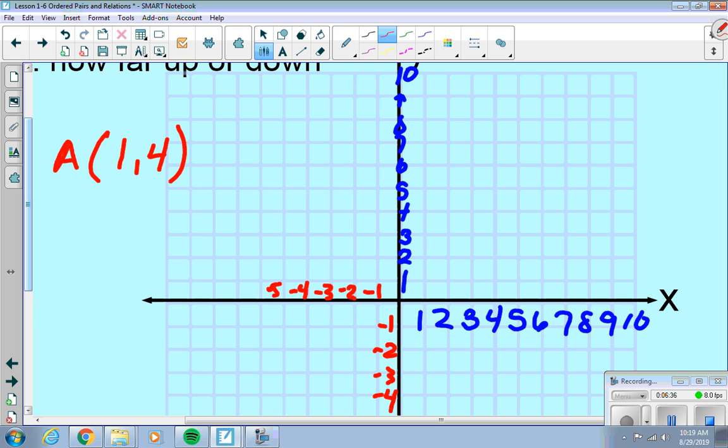Not yet. I'm going to go this way first. Nevaeh? I'm going over to 1, and then up 4. 1, 2, 3, 4. That's where my first point is going to be. So you're going this way first, and then up and down.